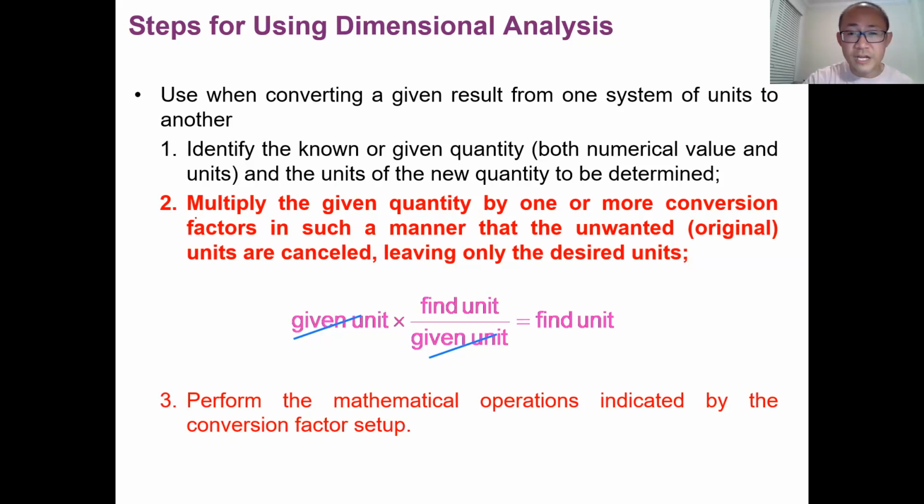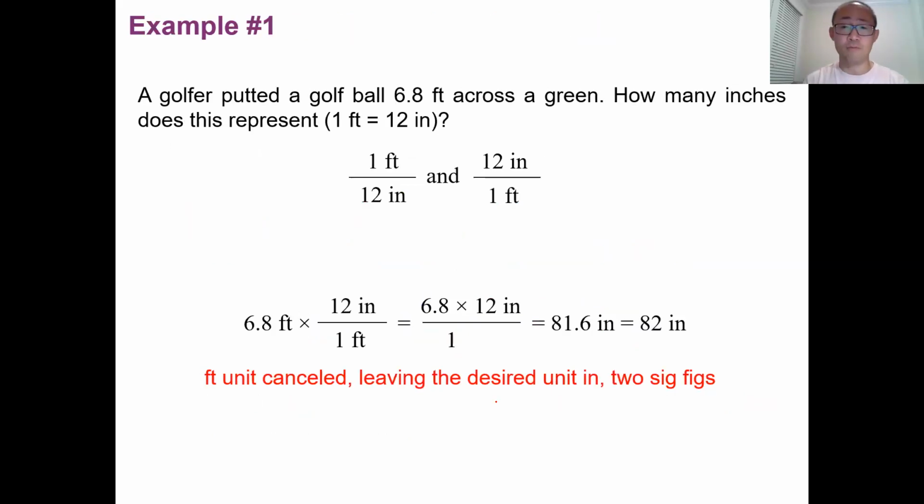Multiply the given quantity by one or more conversion factors. Later on, we're going to do more conversions in such a manner that the unwanted unit, the given unit, is canceled, leaving only the desired unit on top. Of course, you don't cancel numbers, you only cancel units. You still need to perform the mathematical operations indicated by the conversion factor setup. Let's take more practice. Use this practice after you hear the lecture as well.